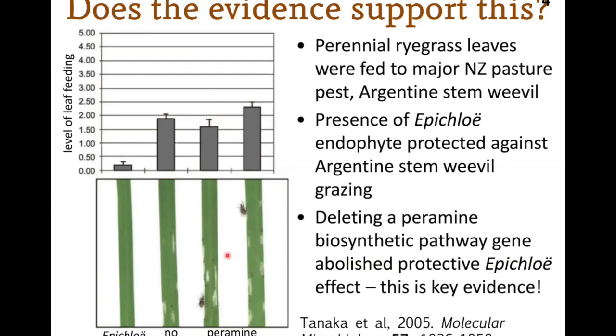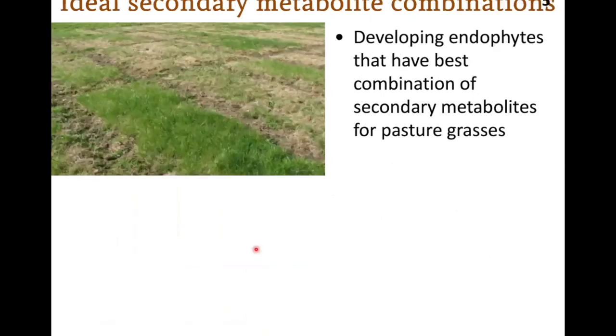So this is really good evidence that not only is the endophyte protective against grazing by Argentine stem weevils, but it's the production of paramine that's the important thing that stops these weevils from eating the grass. So hopefully that logic is clear. All right, let's go to the next slide.